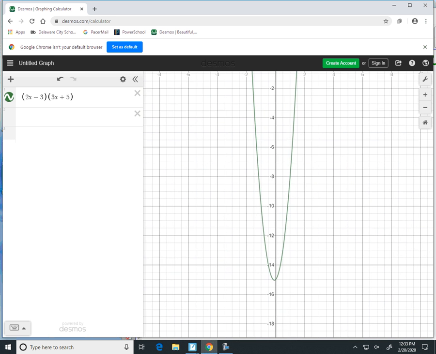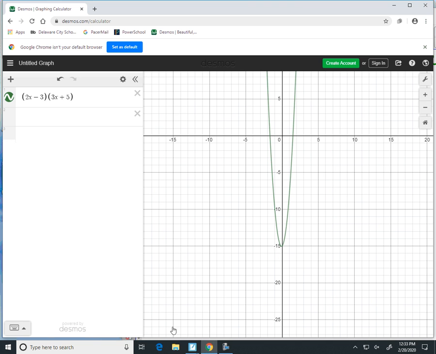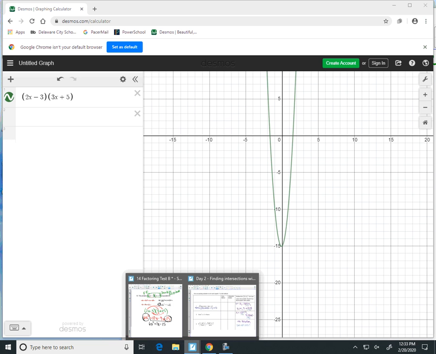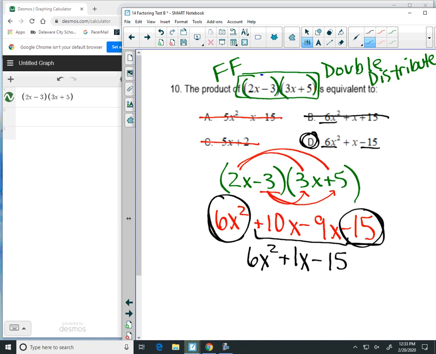quadratic for factor form. And what we're going to do is put in the other letter, D, that we found should be equivalent to this factored form. So 6x squared plus x minus 15, we're going to put that one into Desmos as well.